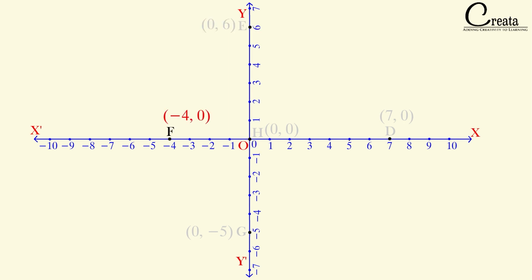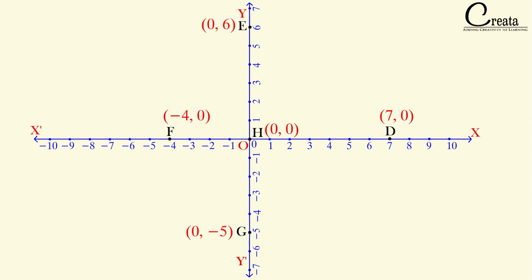Similarly, for the point F, the coordinate will be -4, 0 and for the point G, the coordinate will be 0, -5. So if we observe the points D, E, F and G, if any point lies on the x-axis, then its y-coordinate will be 0. If any point lies on the y-axis, then its x-coordinate will be 0. Okay? We got this small fundamental.